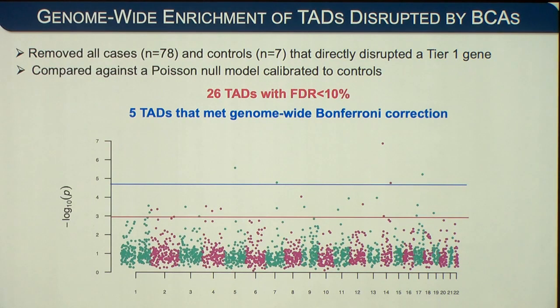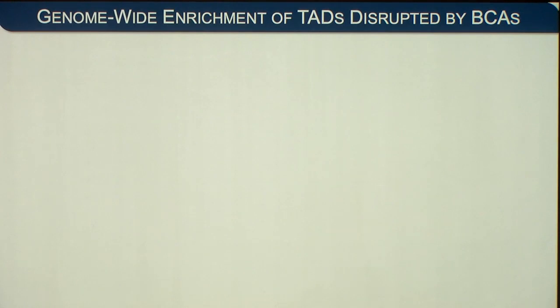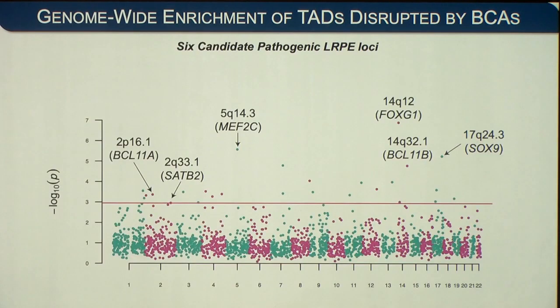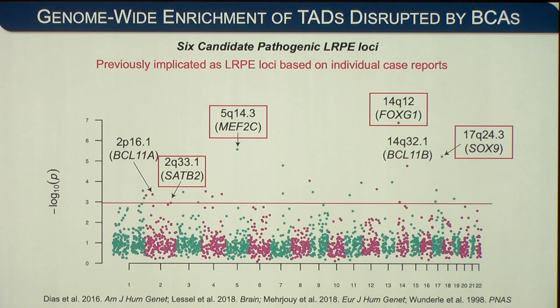So to focus in on just the positional effects, we filtered out the TADs where one of the breakpoints disrupted any gene in the genome. And what we were left with was 6 candidate pathogenic LRPE loci. And we were encouraged to see that 4 had already been reported in the literature based on case studies to represent a potential positional effect.